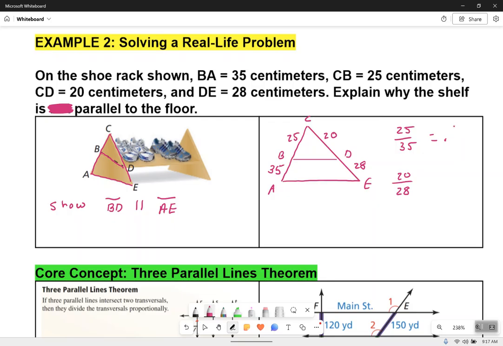What do you get when you go 25 divide 35? 714. Okay. How about 20 over 28, my friends? Ooh, are these the same or are they different, kids? So if these ratios are the same that we looked at, what's that imply about BD and AE? They have to be what kind of lines? They have to be parallel. So here's how I'm going to write this as a solution. Here's what I'm going to say.